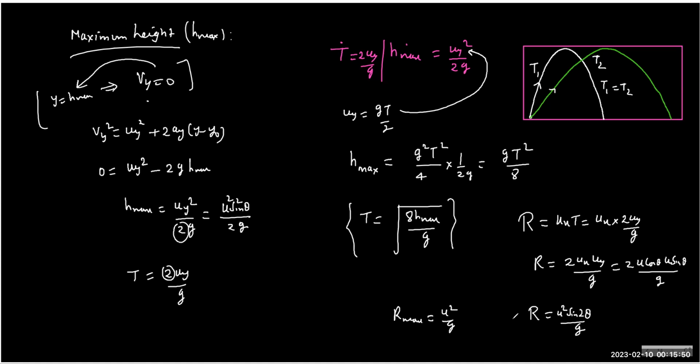Because the ability to throw something is fixed, I can throw something with a fixed ability. So the maximum I can throw is when sin 2θ is 1. It means θ is 45 degrees. So when you throw something at 45 degrees, you will get the maximum possible range, right? Yes, sir.